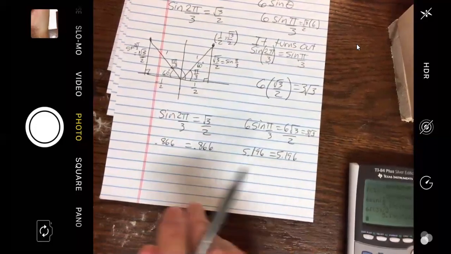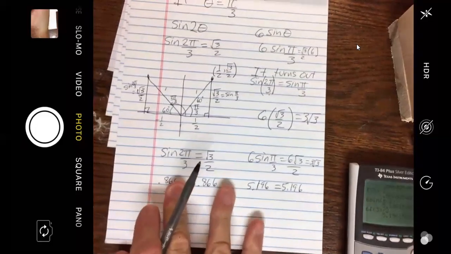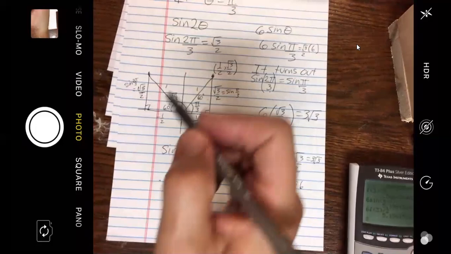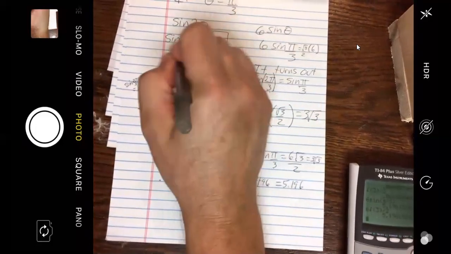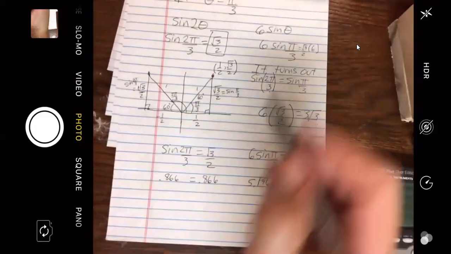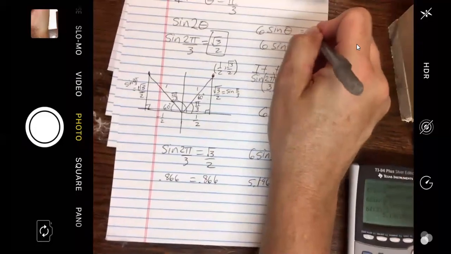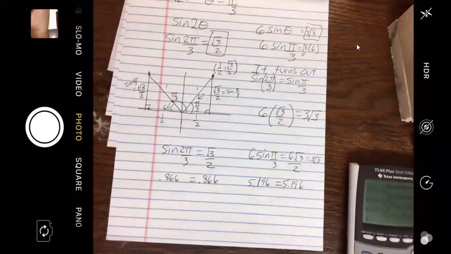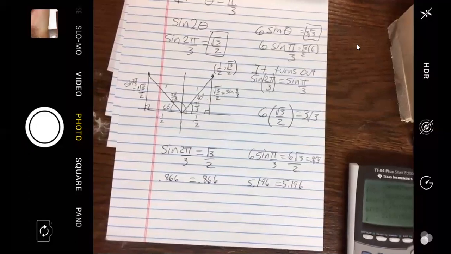Did I add way too much gibberish to that? Nah, not at all. Okay. So bottom line, my guess is to make WebAssign happy, you want this for that expression, and you want 3 root 3 for that expression. Any other questions?